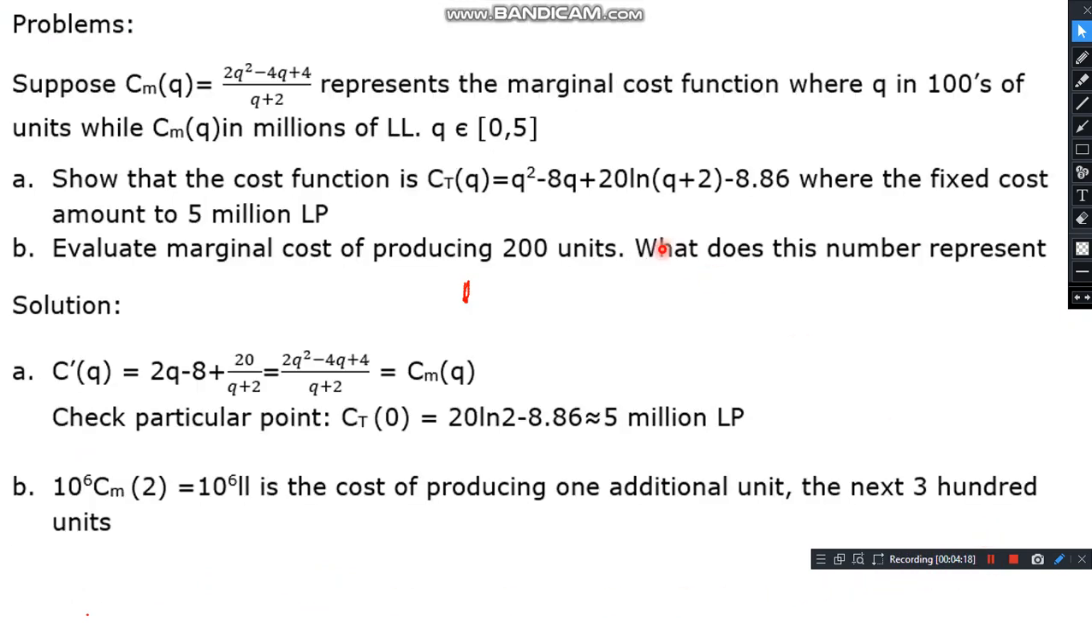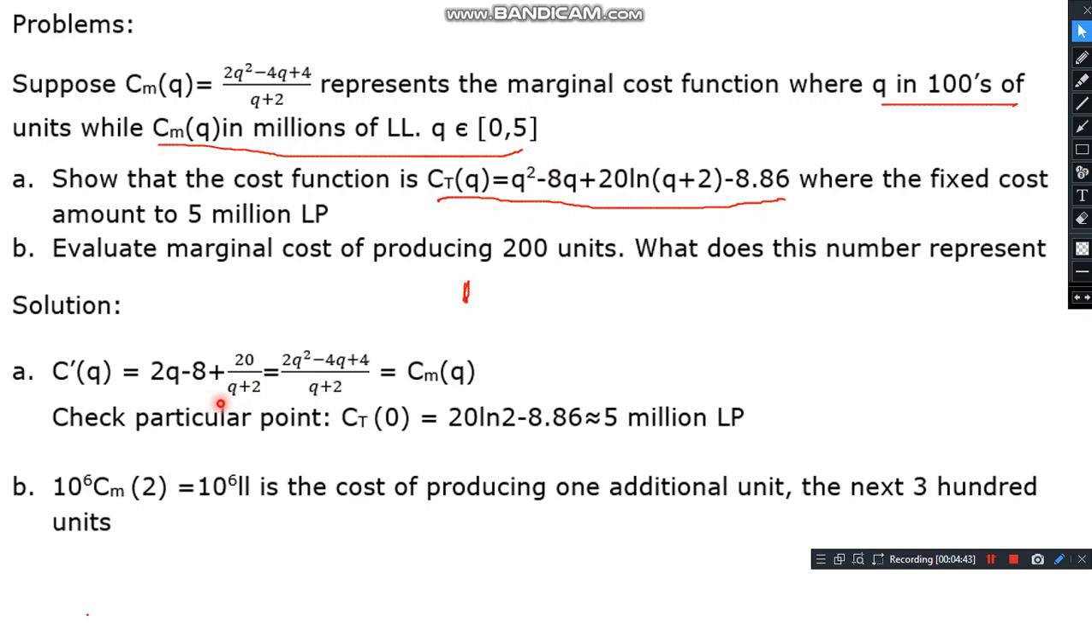Okay? Let us take this example. I gave you marginal cost where Q is in hundreds and C of Q in millions of Lebanese lira. Show that this is the cost function. I told you show that this is the cost function. So to show that this is the cost, you need to do its derivative. So if you do its derivative here, what do you get?